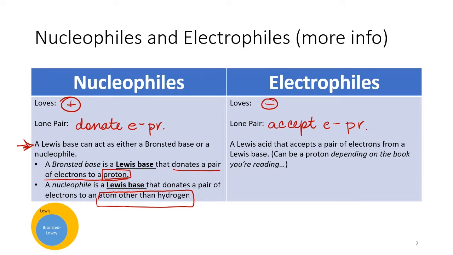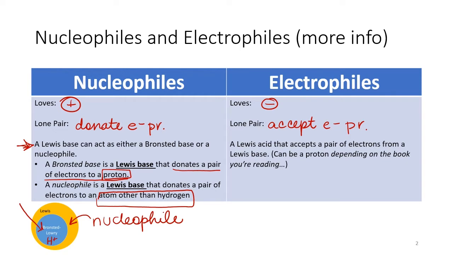So let's look back at the chart we created, or rather the diagram we have. This yellow zone is nucleophile. This blue zone is your Bronsted-Lowry only. So this is where you're talking about the proton. So do you donate your electrons to a proton? You're a Bronsted-Lowry base. Do you donate to anything other than a proton? Then you're considered a nucleophile.